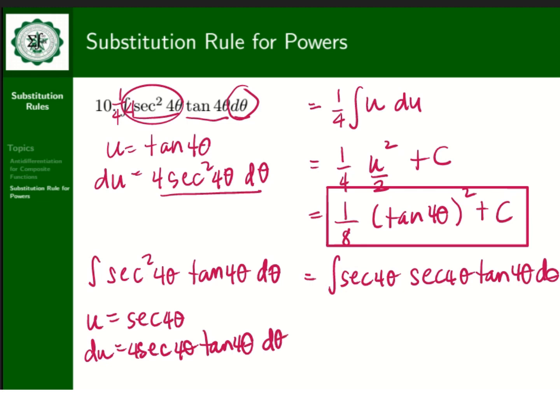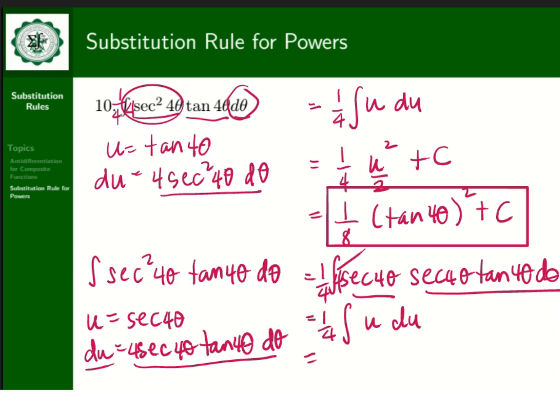So again, we need to put 4 inside and correct that by putting 1 over 4 outside. And then this becomes 1 over 4. Secant 4 theta will become u. Now 4 together with secant 4 theta tangent 4 theta d theta will all become du. And so our answer will be 1 over 4 times u squared over 2 plus c, and this is the same as 1 over 8. We replace u with secant of 4 theta raised to 2, and then plus c.